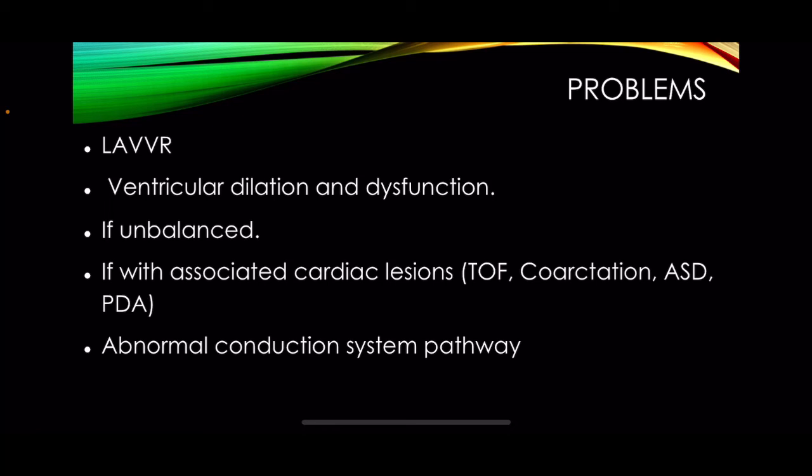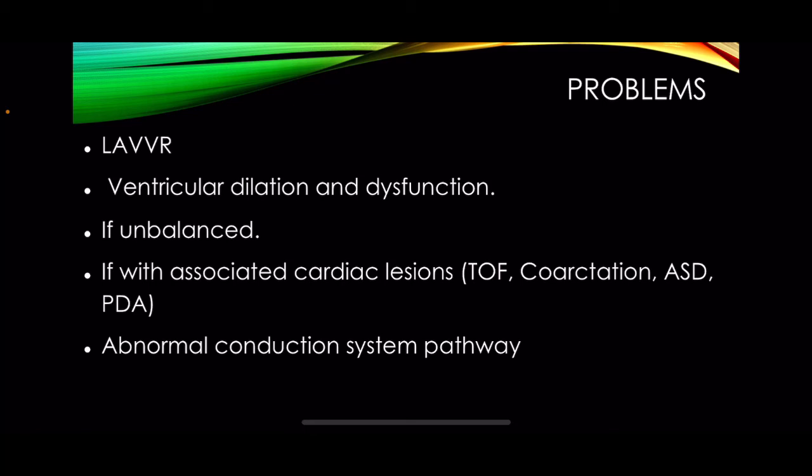One of the most important problems is the regurgitation through the AV valve, which can lead to the second point, which is ventricular dilatation and dysfunction. So I need to see the echo and see how significant the regurgitation is and how the function of the ventricle is. Another thing is the balance: is it a balanced AV canal or an unbalanced AV canal?